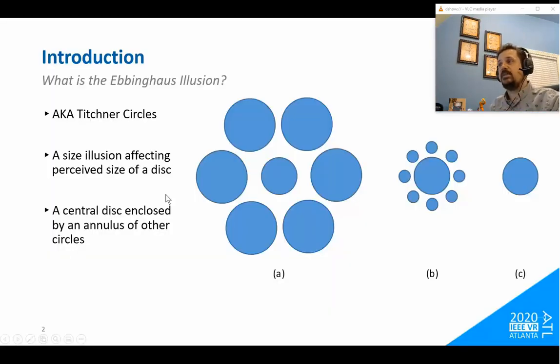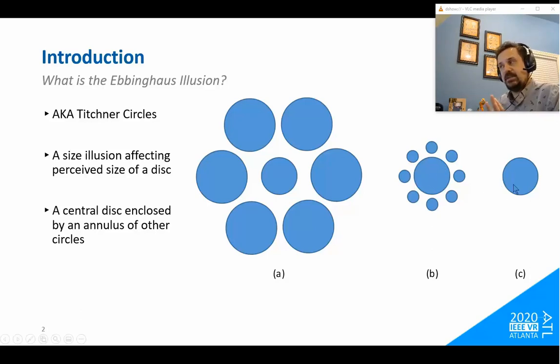So first of all, a little bit about the Ebbinghaus illusion. If you've had any intro psychology class or sensation and perception class, I guarantee you've seen this illusion in a textbook. It's sometimes referred to as Titchener circles, and it's a relative size illusion.